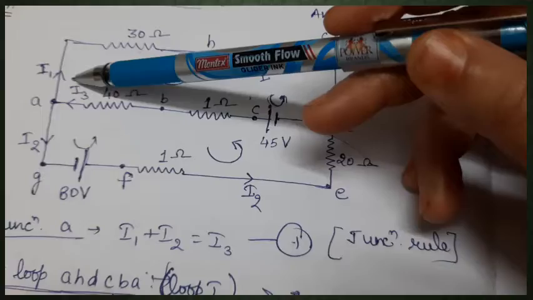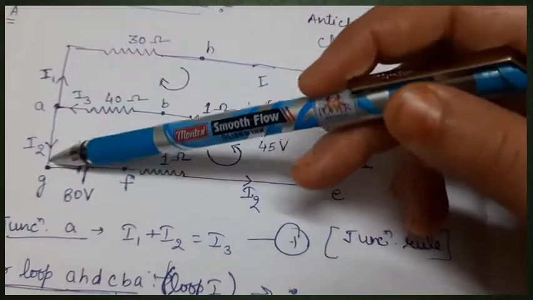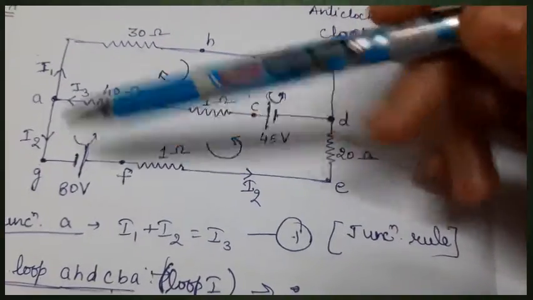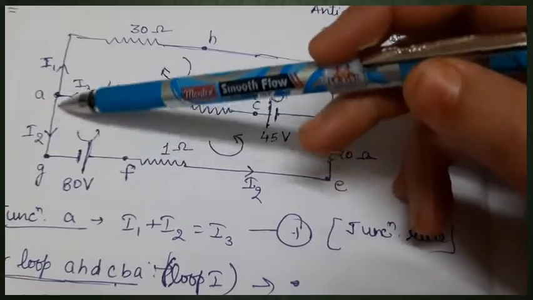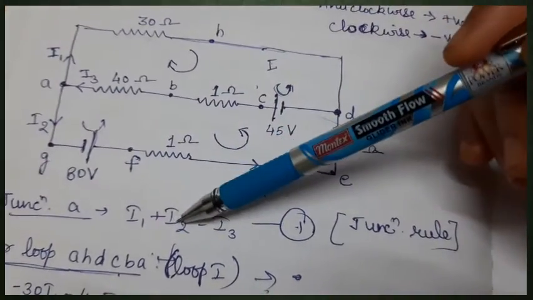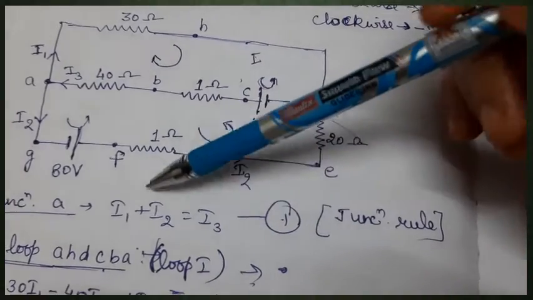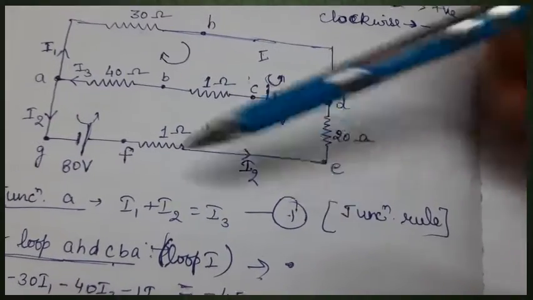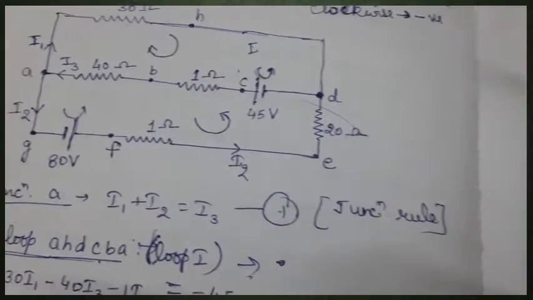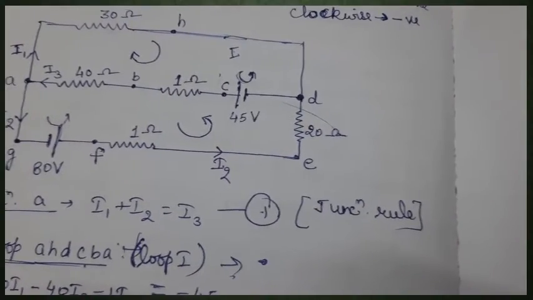It says that the sum of currents leaving the junction is equal to the sum of currents entering it. So the currents leaving the junction are I1 and I2, that's why the sum of I1 and I2 is equal to the current entering the junction, that is I3. So we get our first equation, I1 plus I2 is equal to I3, by using the junction rule.